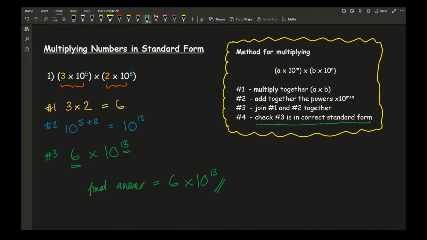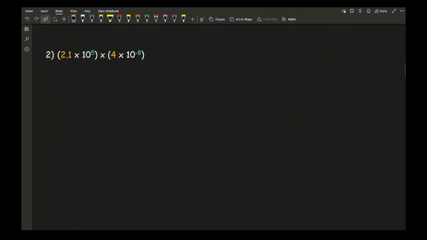99% of the time you're always leaving your answer in standard form. If they did ask you to write it in ordinary form, they would quote it in the question, and you probably get a few marks for it, extra marks I should say, but other than that just leave it in standard form. So let's have a look at question 2. So again, I'm going to follow those 4 steps.